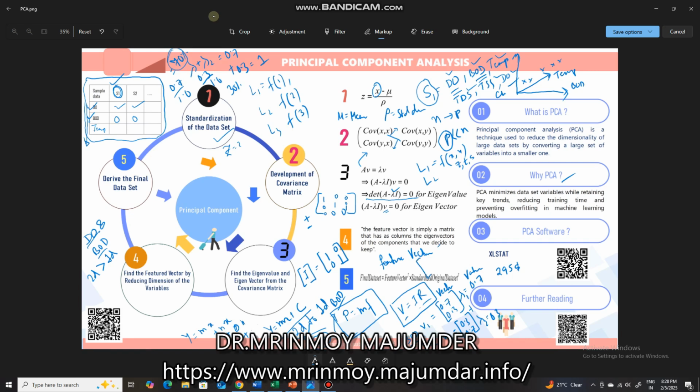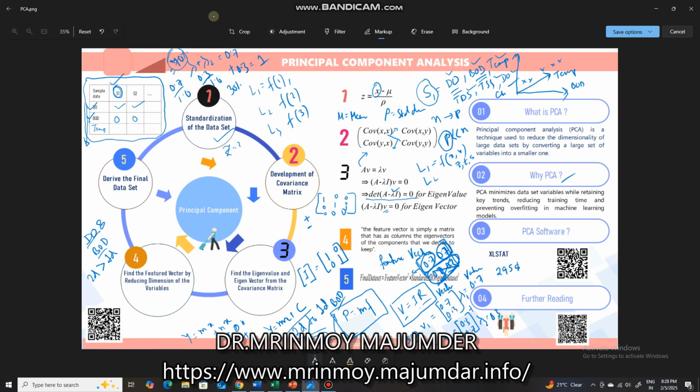For our case, initially the matrix was like this. Right? Now we have removed this part, so only 0.7 is remaining. Only 0.7 is remaining. This column is remaining. So this matrix is now known as the feature vector.